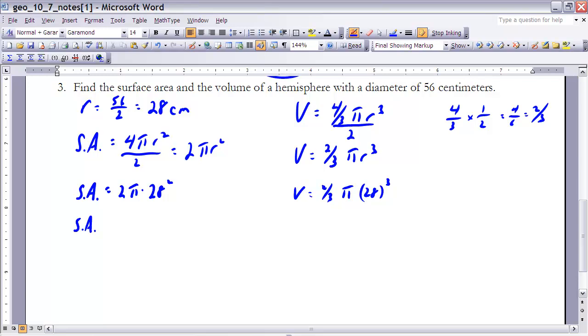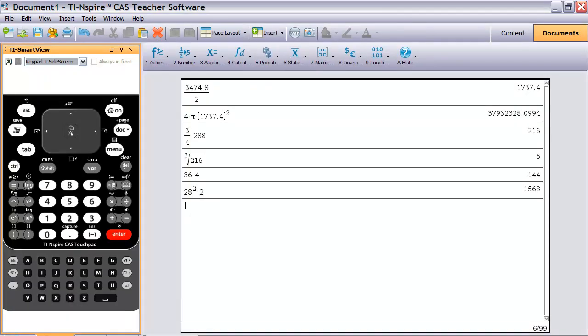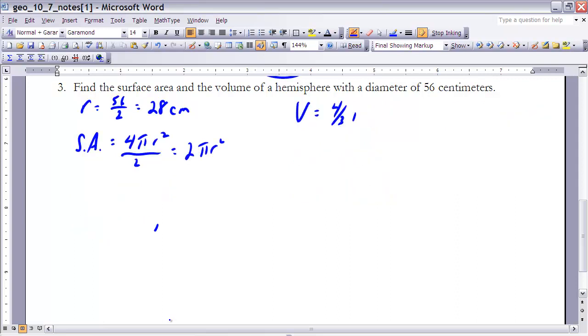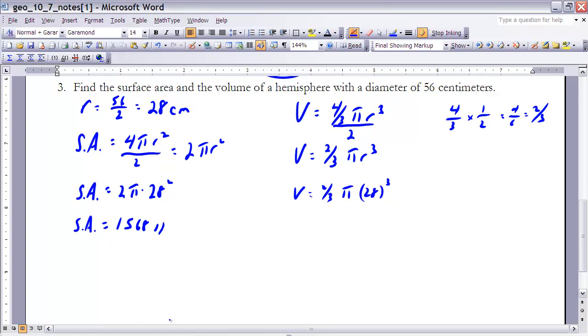So the first one, I'm just going to take 28 squared times 2. And as you can see, when I do that, I get 1,568. Therefore, my surface area will be 1,568 pi. And we're talking about centimeters for our radius, so it would be centimeters squared, because we're talking about an area.